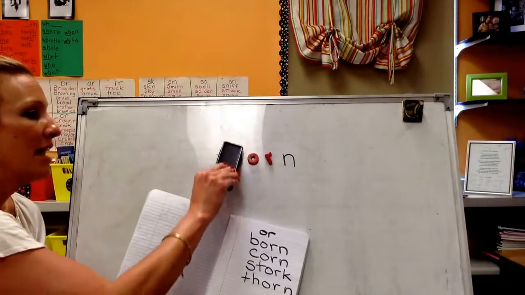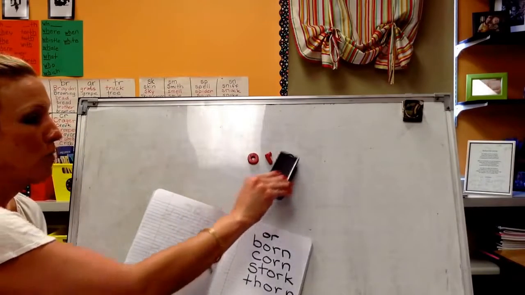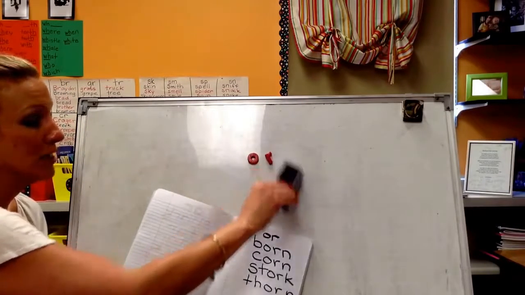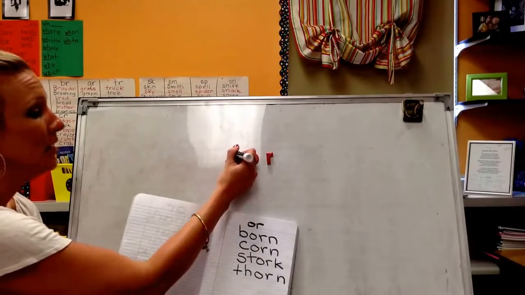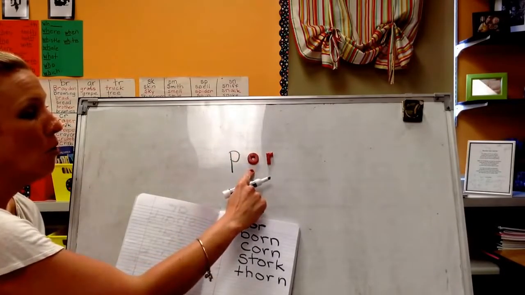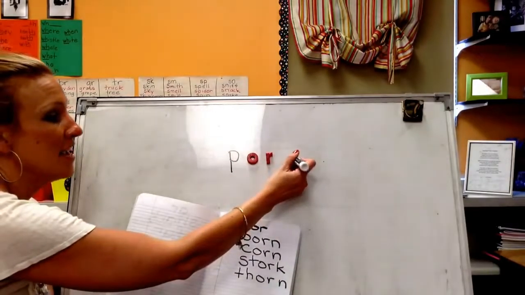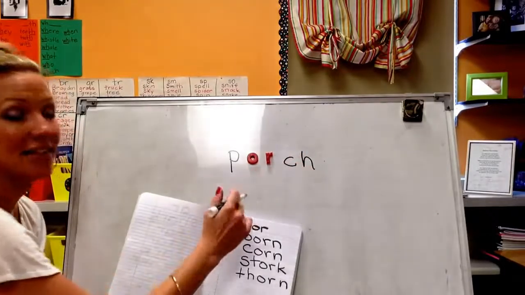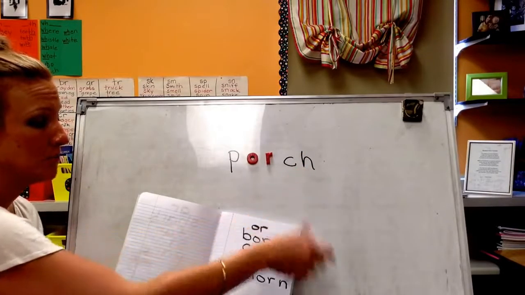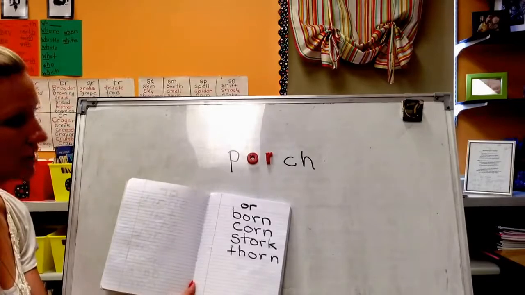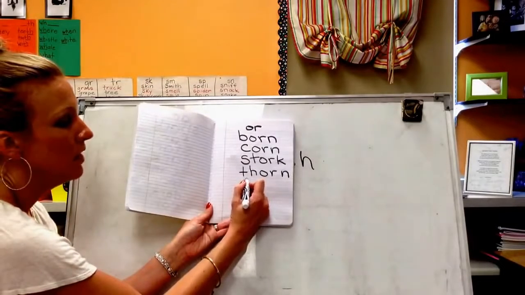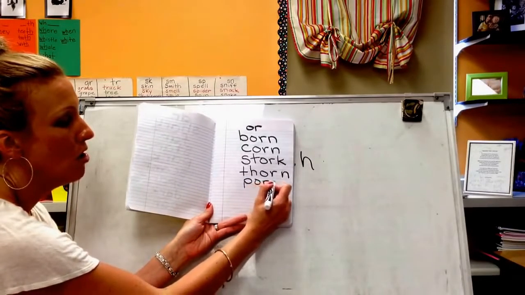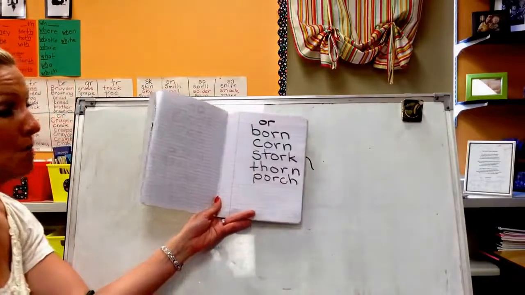Another word that has the O-R word part in it is the word porch. Porch. So I hear a P at the beginning, porch, and then I hear C-H at the end, porch. Let's go ahead and write that in your word study notebook, please. P-O-R-C-H, porch.